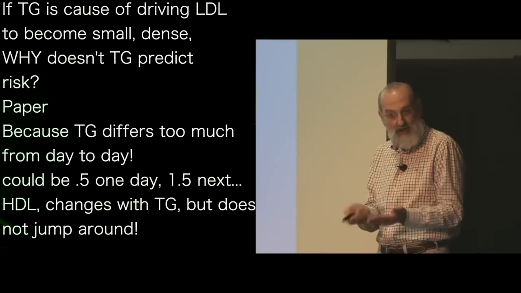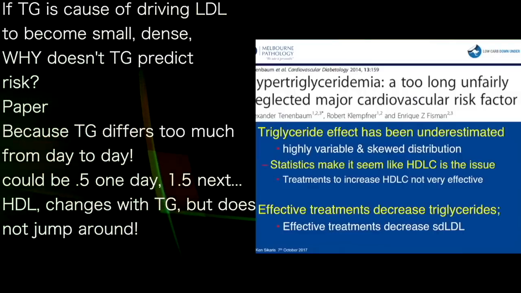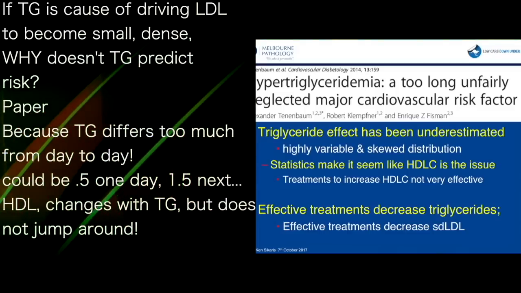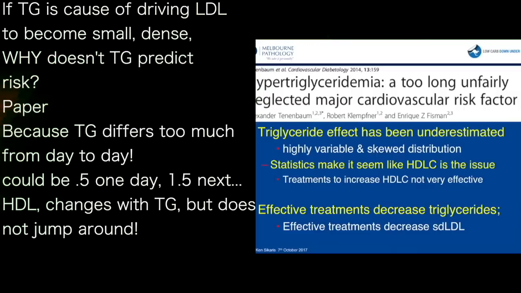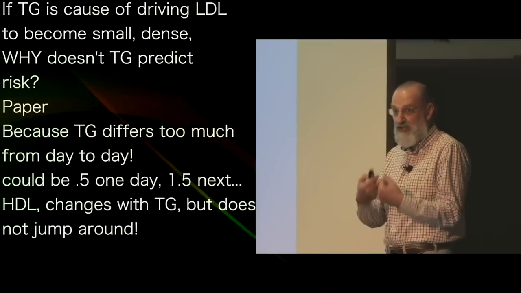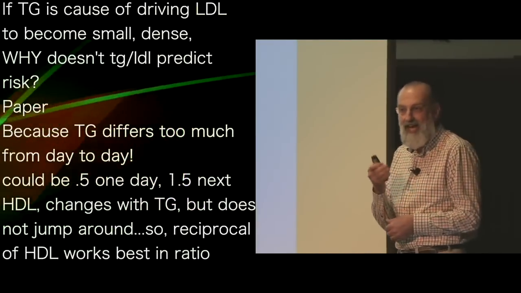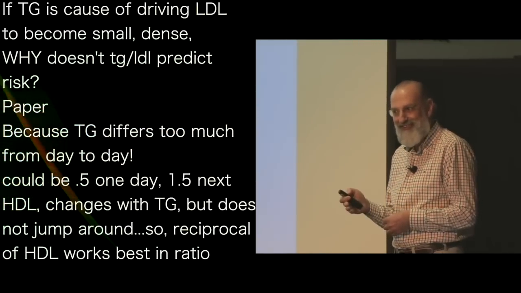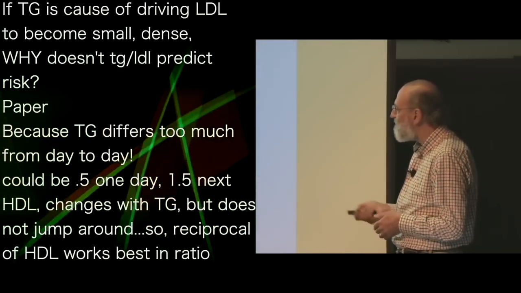Why? If the triglyceride is the cause, why doesn't it predict it? And this paper here discusses that. Triglycerides are misunderstood, they're underestimated because triglycerides vary too much from day to day. Even in a patient whose triglyceride level is 0.5, it might be 1 the next day. Somebody who's 1.5 might be 2.5 the next day. They just jump around everywhere. Something that changes with triglyceride, which doesn't jump around, is the HDL level. So I say that the HDL level is a better measure of triglyceride than the triglyceride level. And that's why it works. So the reciprocal of HDL works.